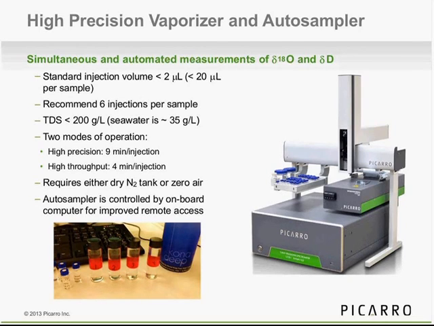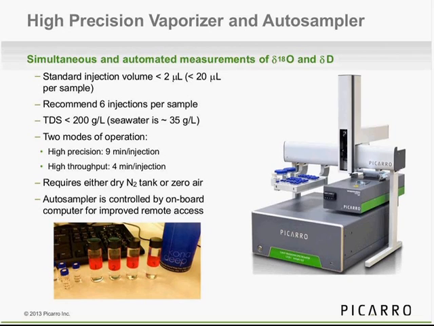Quick note on salinity. With this vaporizer, it is possible to use it up to about 200 grams per liter. Saying that, with any vaporizer, because the process is vaporization, if you've got high dissolved solids, you will have a buildup of material in that vaporizer, which can lead to enhanced memory and will require more cleaning. So it's not to say you can run saline samples forever and never see a degradation in the precision, the memory, or performance of the vaporizer, but it can be done if done appropriately.